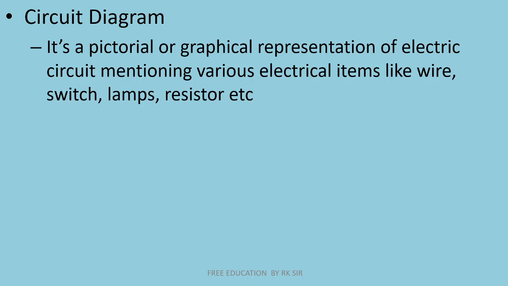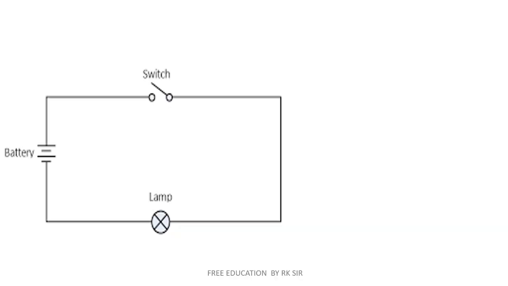Repeat, what is circuit diagram? It's the pictorial or graphical representation of electrical circuit mentioning various electrical items like wires, switch, lamps, indicator, resistor, etc. And this is the example of circuit diagram. One battery is there, one switch which is open in condition is there, and a lamp is there. When you close or turn on the switch, then current will start from positive to switch to lamp and then to negative, right? Electrons will start flowing reverse side.